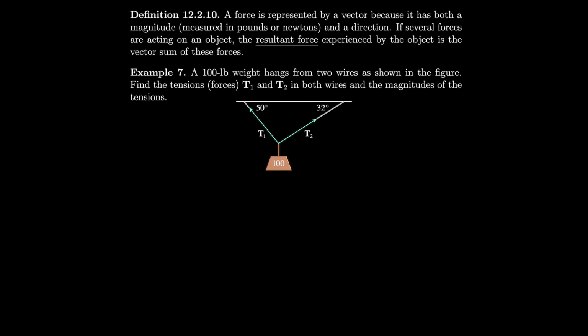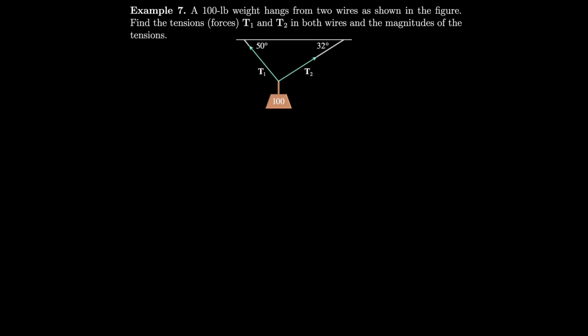Last but not least, a force is represented by a vector because it has both a magnitude, measured in pounds or newtons, and a direction. If several forces are acting on an object, the resultant force experienced by the object is the vector sum of these forces. So as an example, we've got a 100-pound weight hanging from 2 wires as shown in the figure. Let's find the tensions, which are the forces T1 and T2 in both wires, and the magnitudes of the tensions.